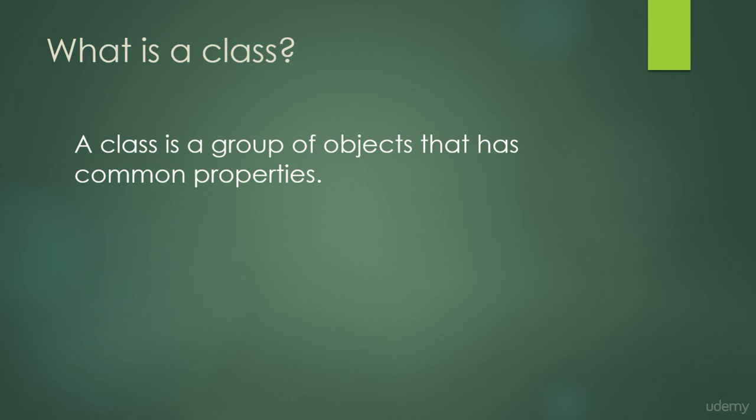So we need something that can store things of different data types. We need a data structure that can store variables and information of different data types, because that will come in very handy when we are programming. And that is where classes come in. A class is a group of objects that has common properties. Now, to show you the importance of a class and how it works, I'll show you a simple example.